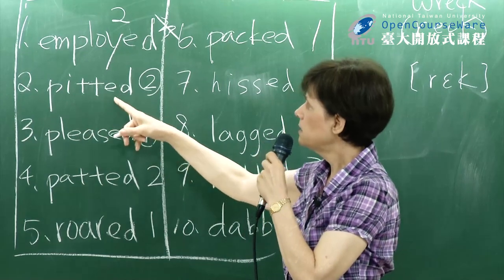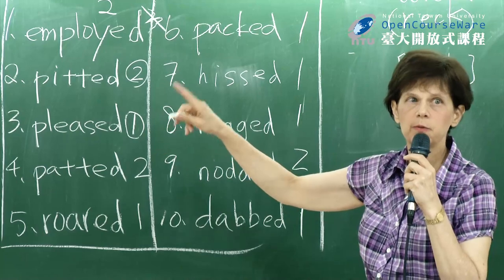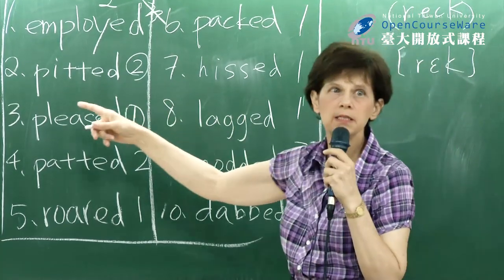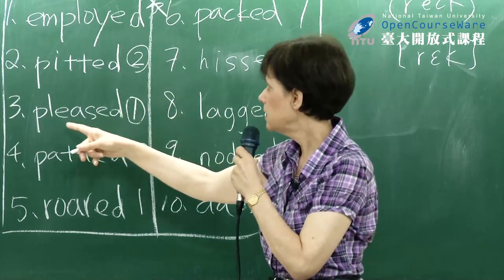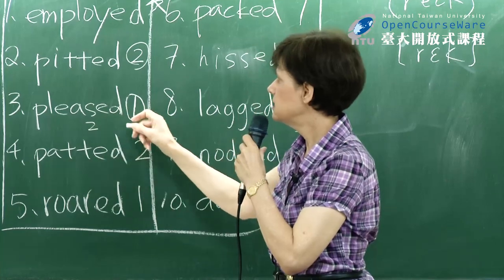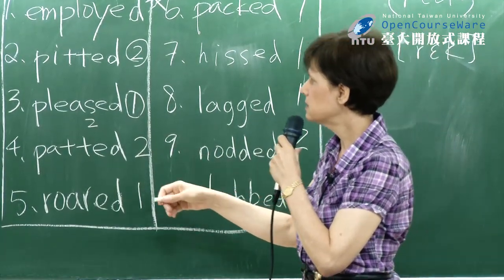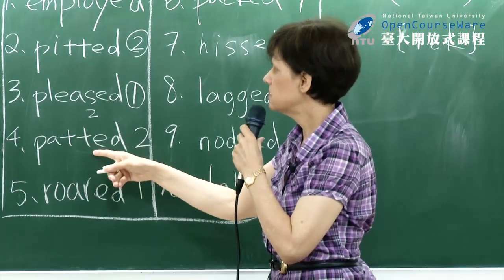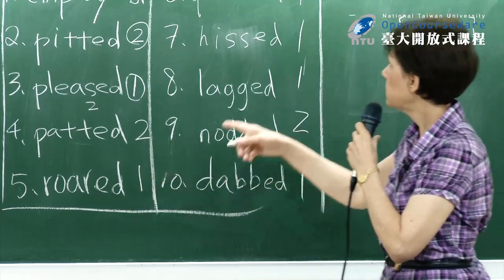And then for this one, it ends with a T. So we add another syllable. We put a schwa in there. We say pitted. Pitted. How many syllables? That's correct. Three? Pleased. This is a Z and this is a D sound. One syllable. Four? Padded. How many syllables? Two, because it's got a T. And then roared is one, correct?